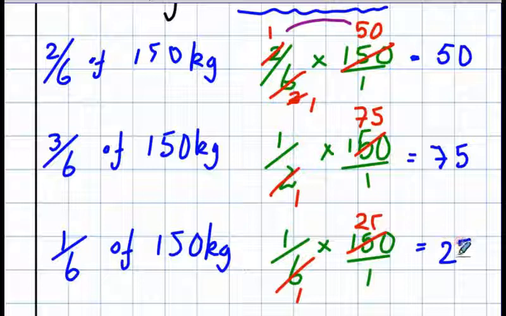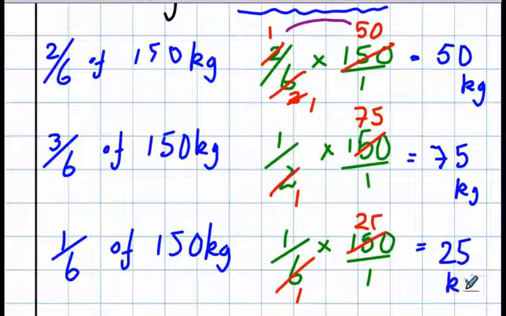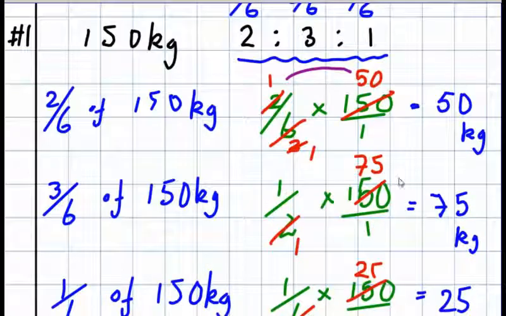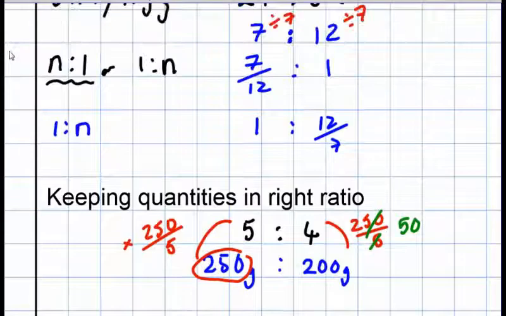Now, what have I missed out? I should have put the units in. And there you go. The other way of finding the last one is I could have added up the previous two, assuming, of course, I got these right. 50 add 75 is 125, and then just take it away from 150 to give me the 25. Okay?